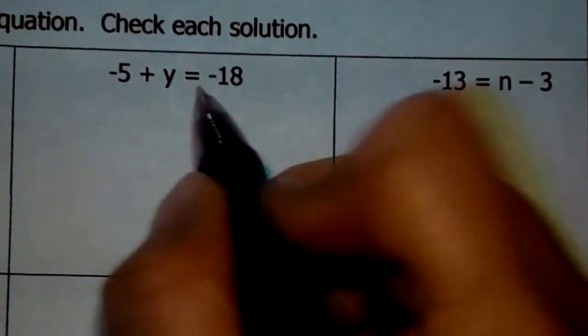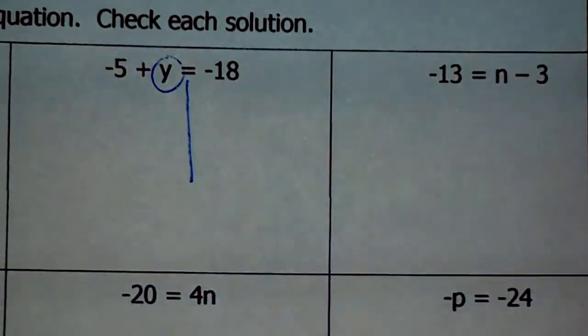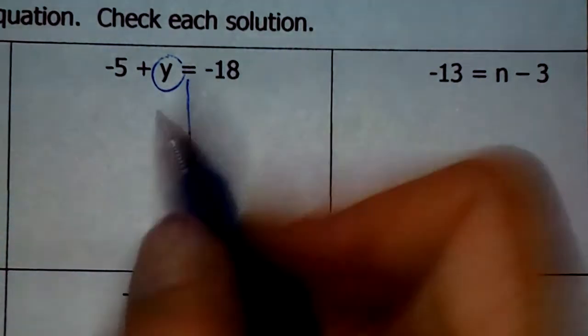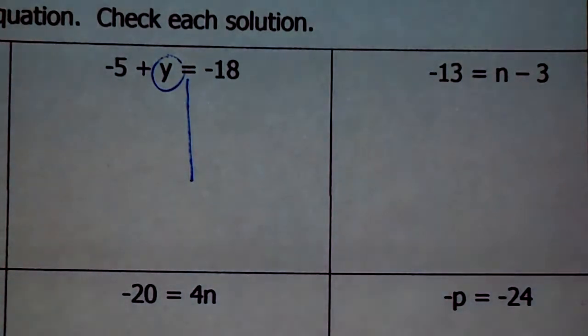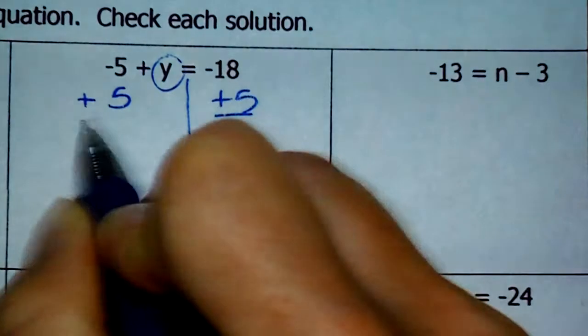All right, look at the next one. This time the y comes second. That's okay. My job is still to get this y by itself, wherever it's at. So I want this negative 5 that's being added to go away. To get rid of a number that's being added, you add the opposite of it to both sides.